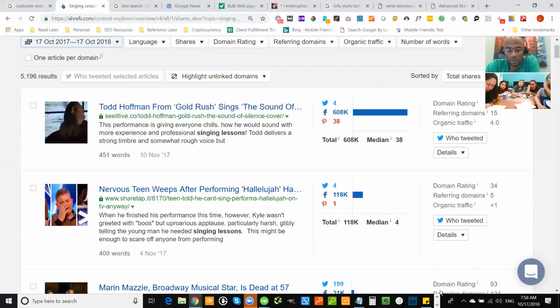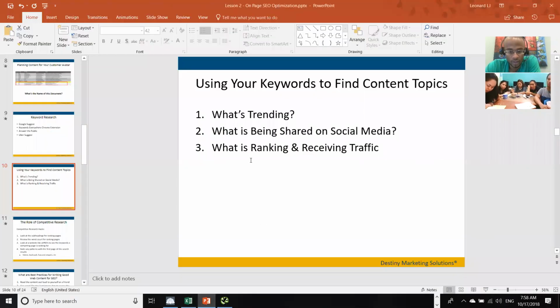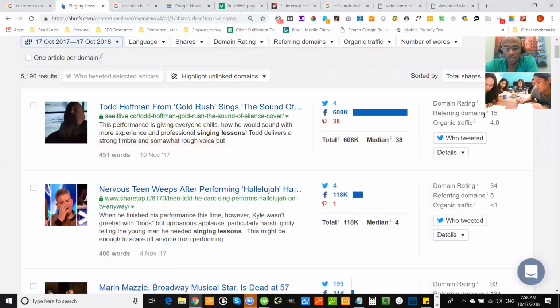Going back to our presentation here. What is being shared on social media? We've already covered that. We sorted by the total number of shares on social media, and we saw that the Todd Hoffman article was shared the most. Number 3, what is ranking and what is receiving traffic? This is a little bit of a different strategy.